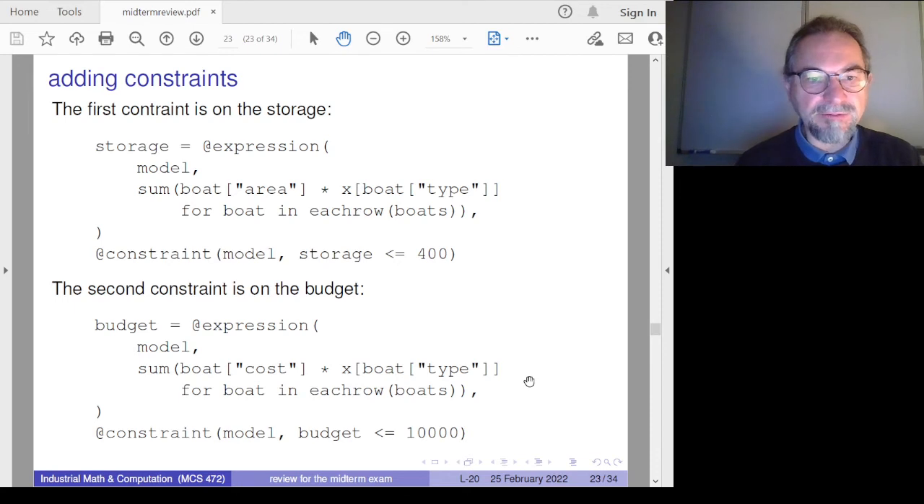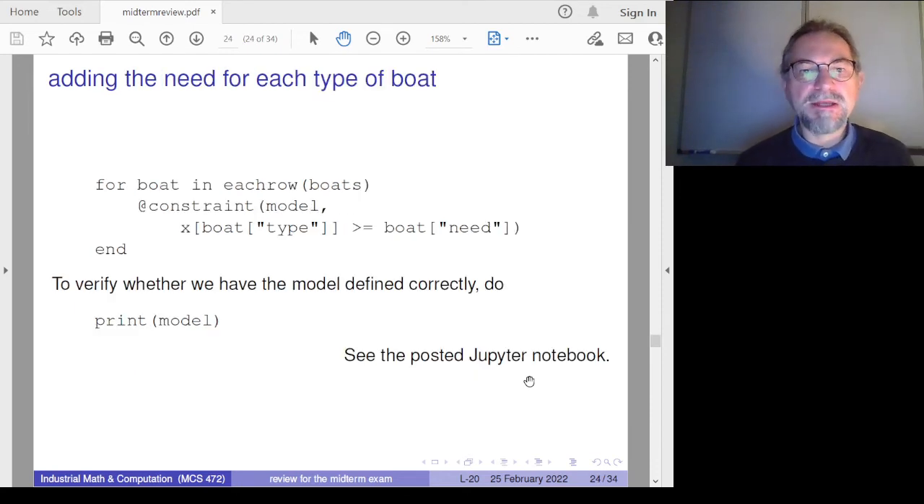So this modeling language is quite convenient. So then we have more constraints determined by the need. So that was the last column in our data frame. So for each boat, we add a constraint. So here you see an example of where we are adding constraints one after the other. Printing this model is necessary to verify that everything actually went fine. There is a Jupyter notebook that is posted.